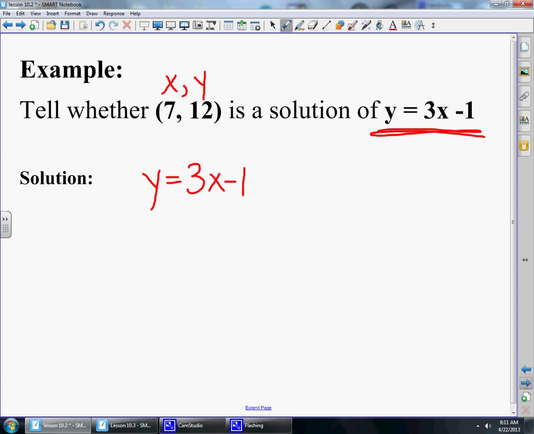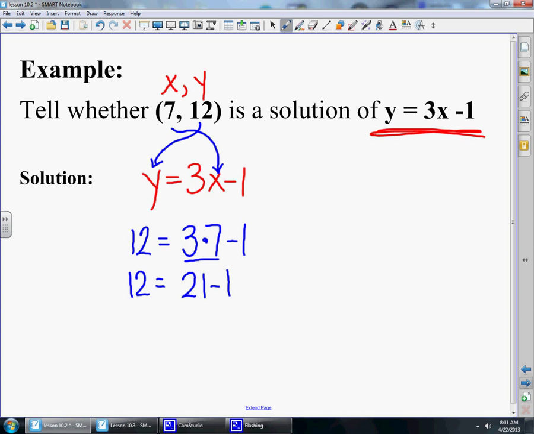So we're going to plug 7 in for x and 12 in for y, and we're going to see if it's a solution. So we have 12 equals 3 times 7 minus 1. So we don't have to do anything here on the left side. That's just the 12, but we need to follow the order of operations here. 3 times 7 is 21. 21 minus 1 is 20.